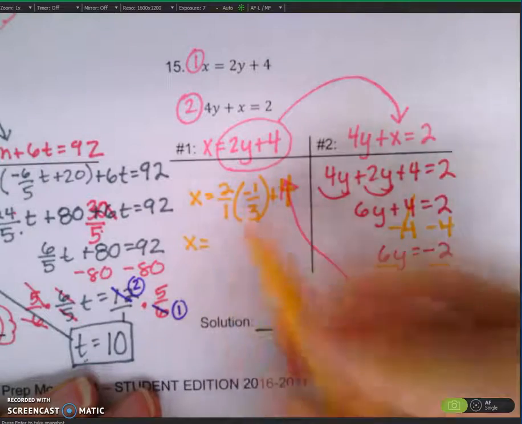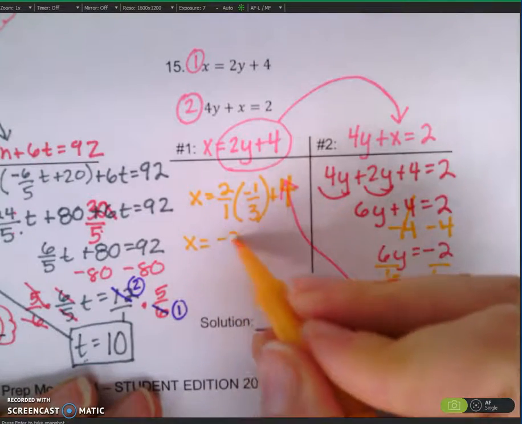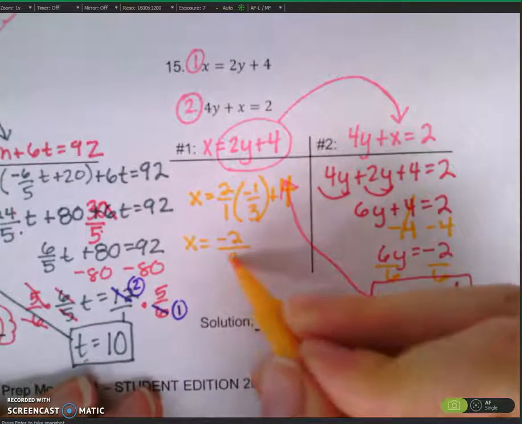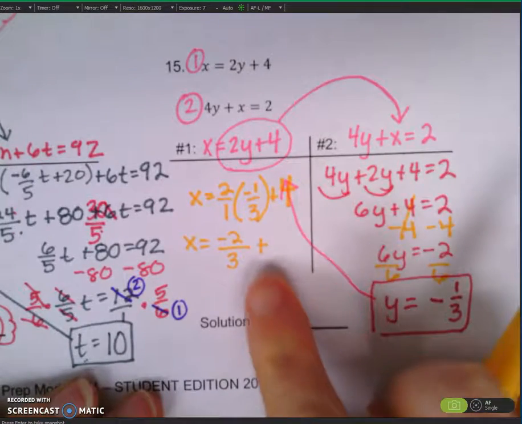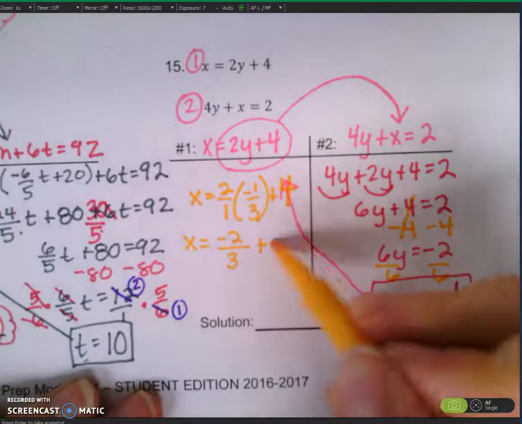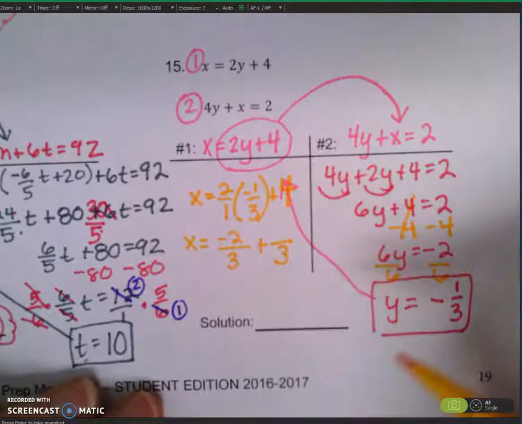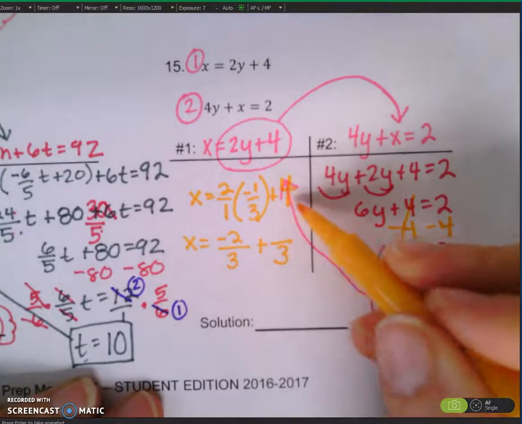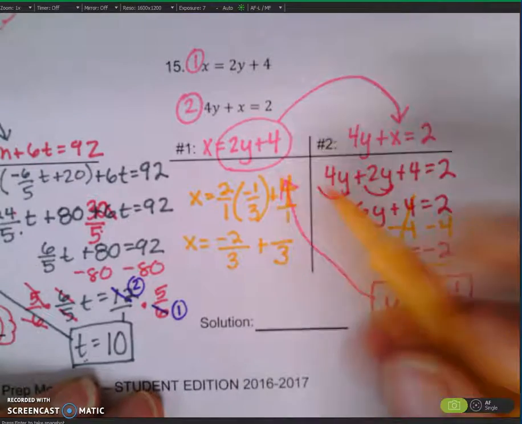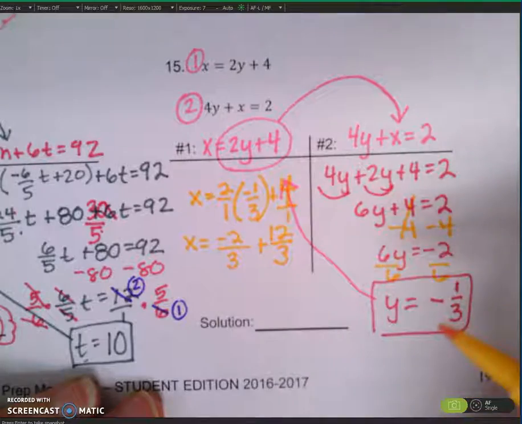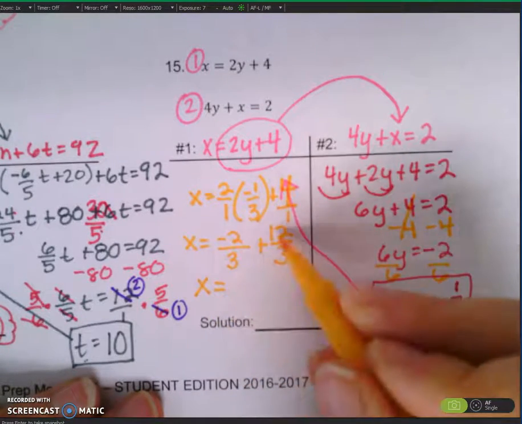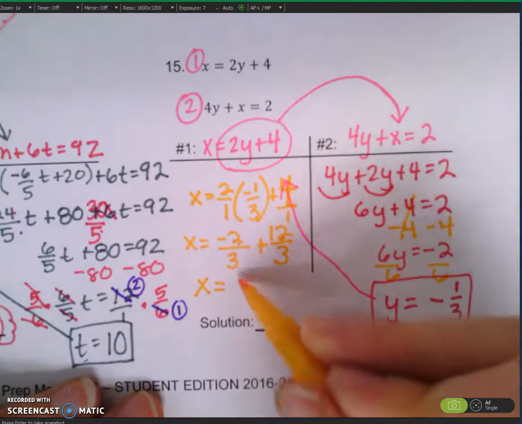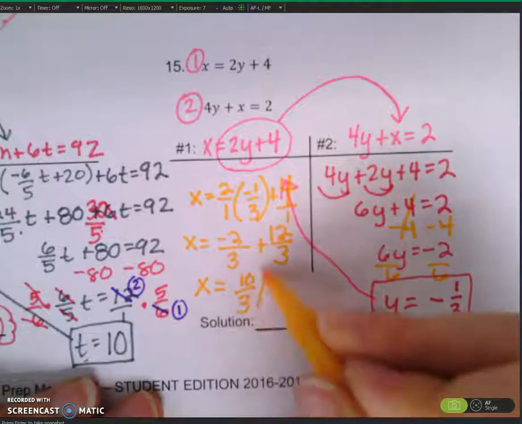X equals 2 times negative 1 is negative 2. 1 times 3 is 3. Plus, this 4 needs a common denominator of 3. So 4 is equal to how many thirds? 4 over 1 is equal to 12 thirds. So when I add this together, x ends up being 12 plus negative 2, which is 10 thirds.